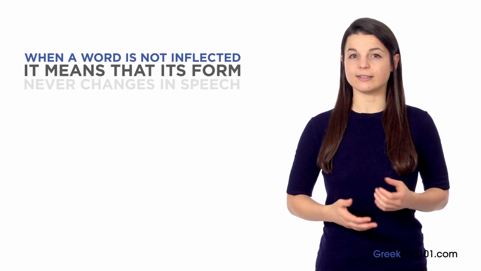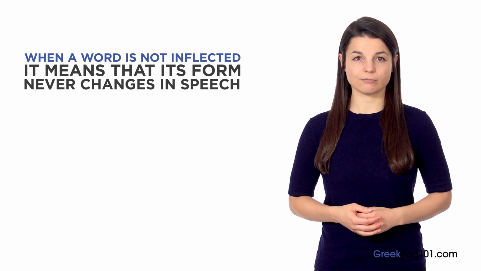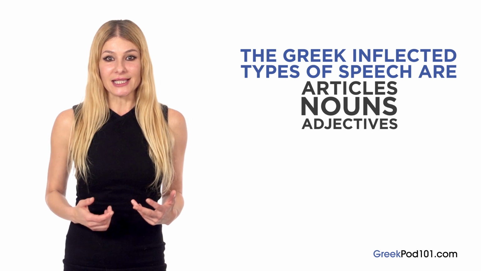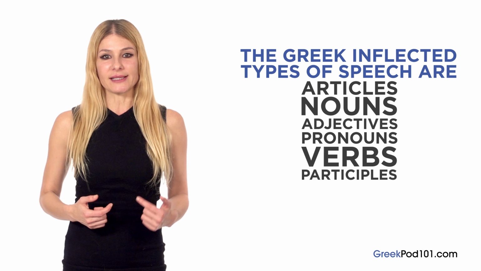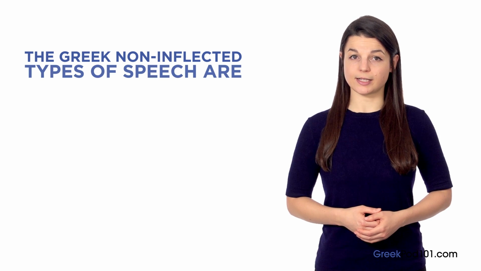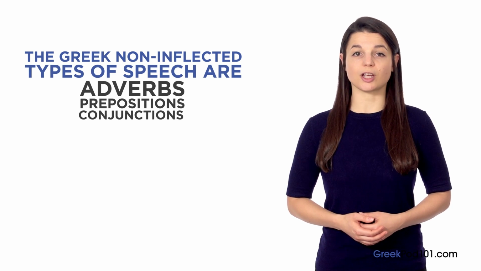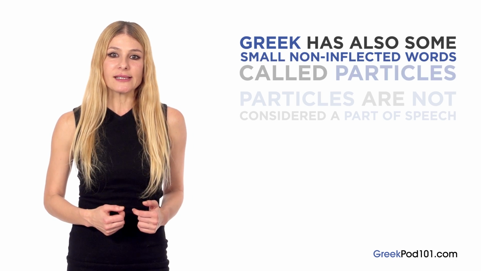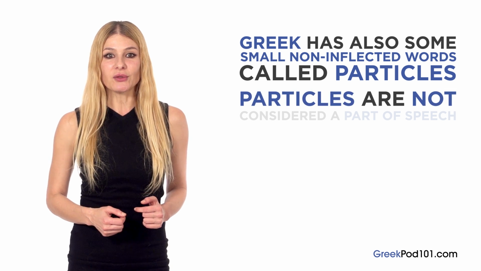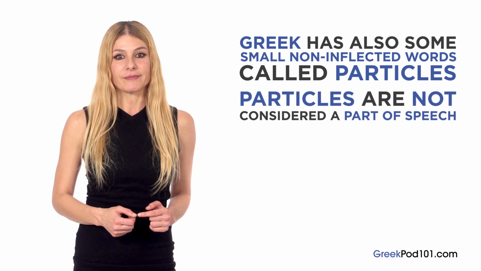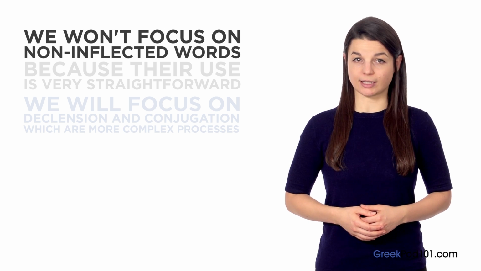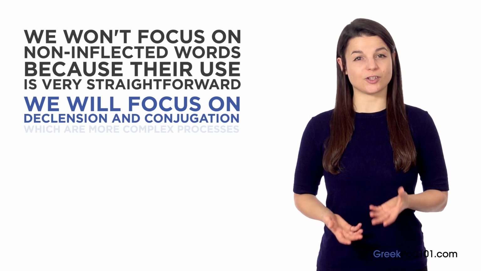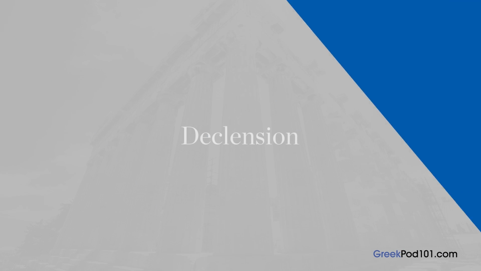When a word is not inflected, it means that its form never changes in speech. The Greek inflected types of speech are the articles, nouns, adjectives, pronouns, verbs, and participles. The Greek non-inflected types of speech are the adverbs, prepositions, conjunctions, and interjections. Greek has also some small non-inflected words called particles. However, particles are not considered a part of speech. In this video, we won't focus on non-inflected words because their use is very straightforward. Instead, we'll focus on declension and conjugation, which are more complex processes.